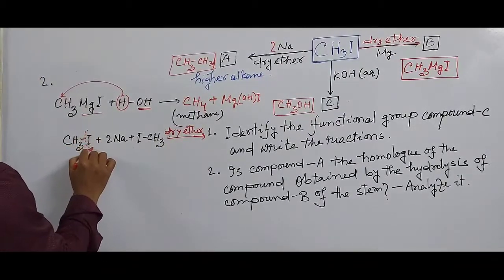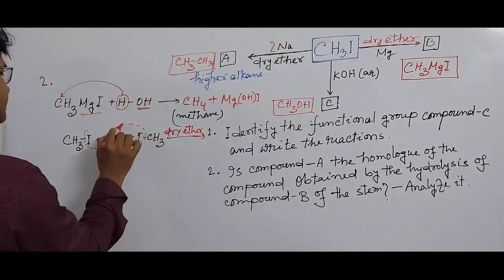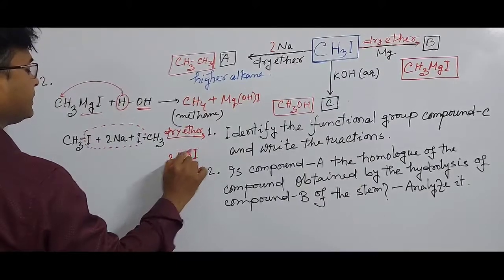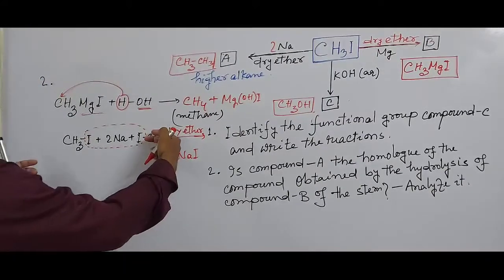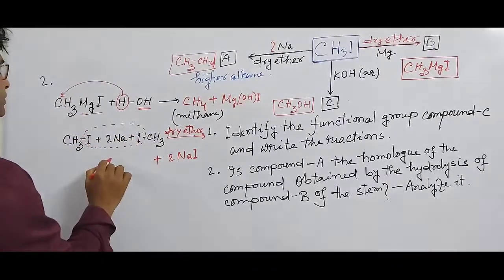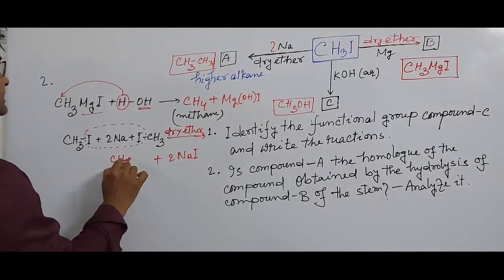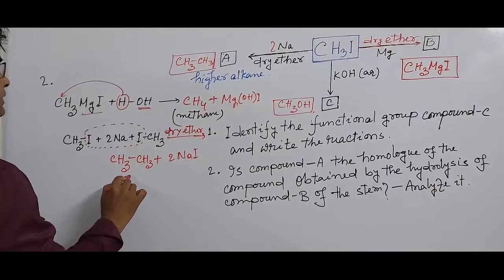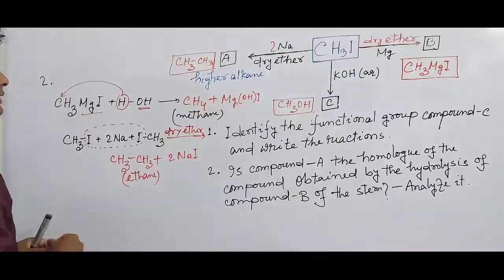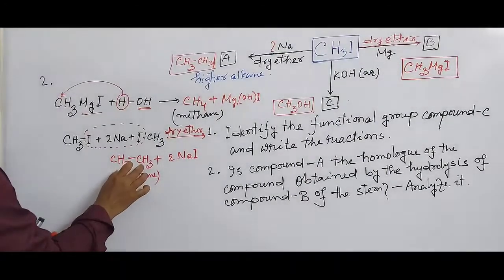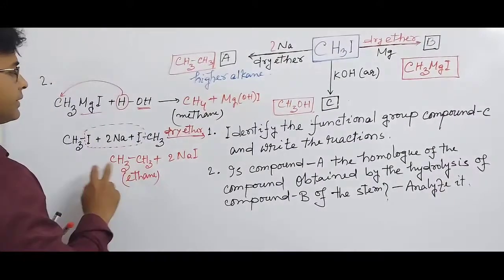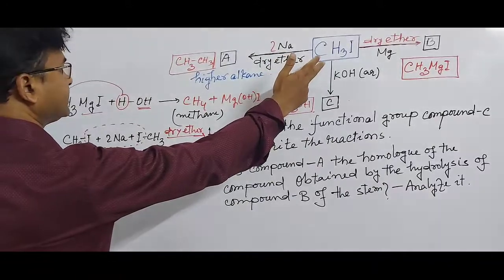Those two iodides combine with two sodium metals to produce two sodium iodide, and the two methyl groups combine together to produce ethane. It is stated that ethane contains two carbon atoms. I mean, the product contains double the number of carbon atoms of the reactant, methyl iodide.